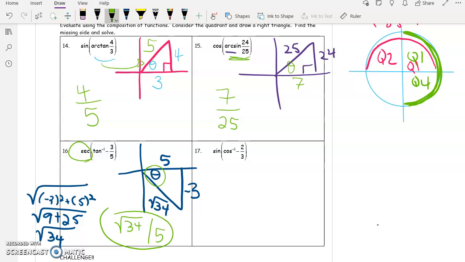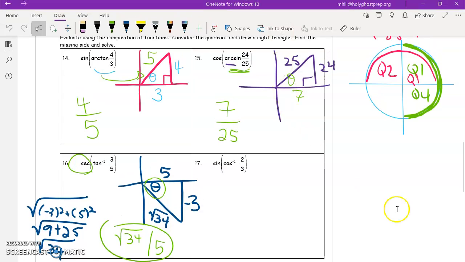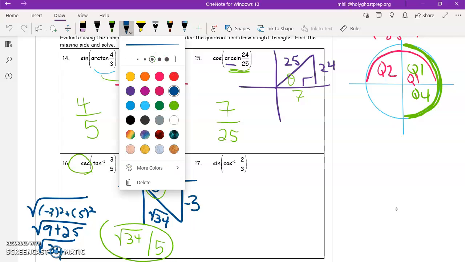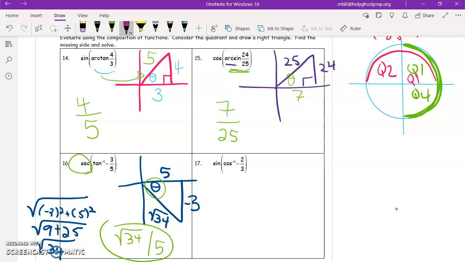All right, last one we're going to do today. We have the inverse cosine of -2/3. Cosine is negative. Look at your unit circle up here. Cosine is negative in quadrant 2. So we have to draw our triangle in quadrant 2. 2/3. The hypotenuse is never negative, but our x value is negative, so the -2 goes there.